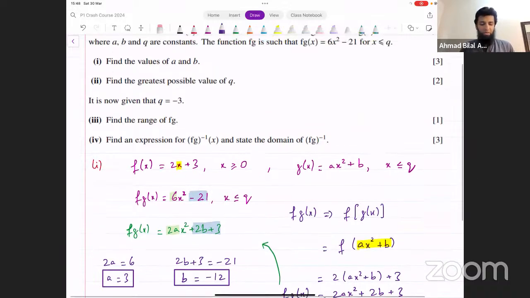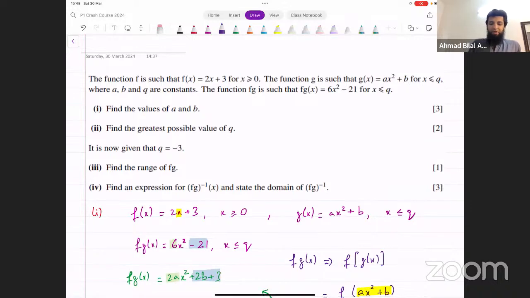Let's look at the second part now. In the second part, it says, find the greatest possible value of q. Greatest possible value of q. Now what's q? Q is basically this number in g of x, x less than or equal to q. That's the domain of the function g. Now we need to find the greatest possible value of q. How do we think about that? That's the question.